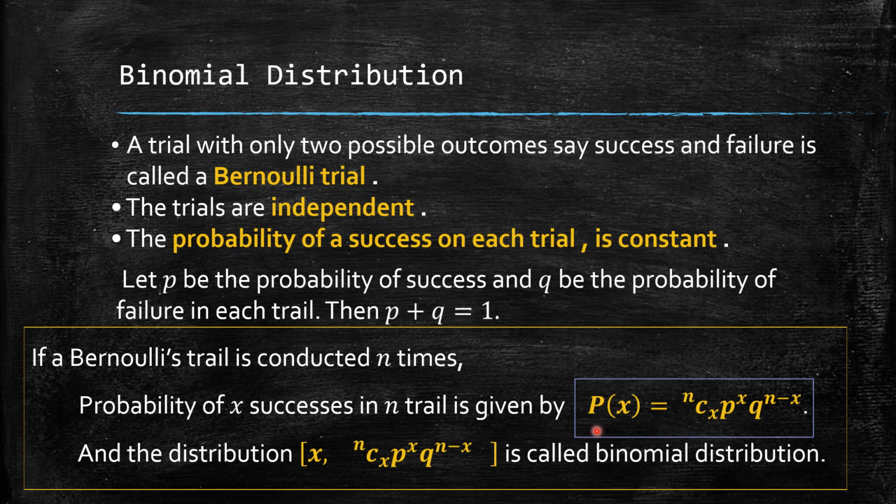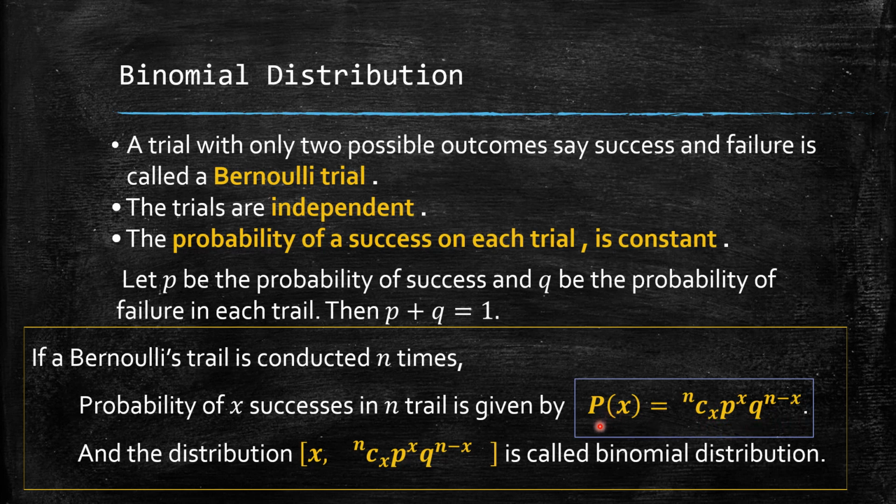That is defined by P of x equal to nCx into p power x into q power n minus x. That means the probability of success p occurs x times, so out of n, x are successes and n minus x are failures. So together it is p power x into q power n minus x, and it can occur in any order, nCx ways. That's why the probability of x successes in n trials is P of x equal to nCx p power x q power n minus x.